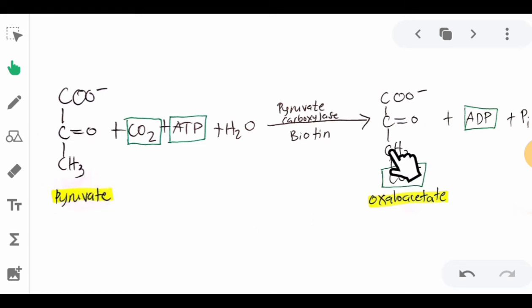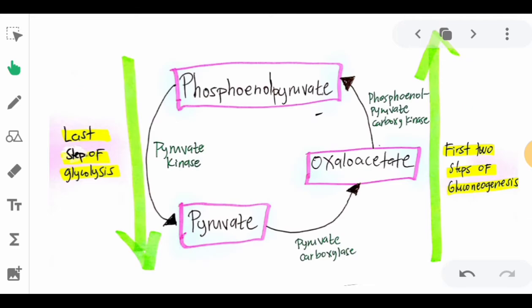The CH3 will become CH2 since you used a bond here. So you now have your oxaloacetate, and the ATP, because this requires energy to be performed. The ATP will become ADP, and an inorganic phosphate will be released from the ATP. So that is the process for pyruvate to oxaloacetate in gluconeogenesis.